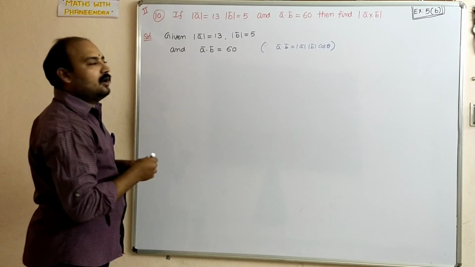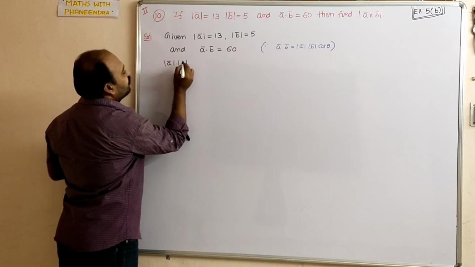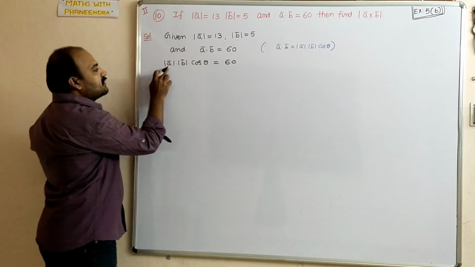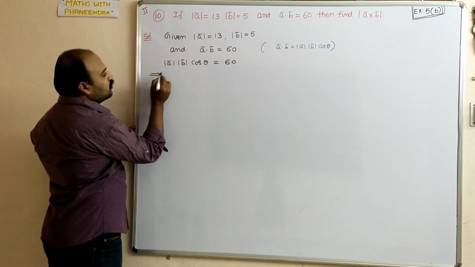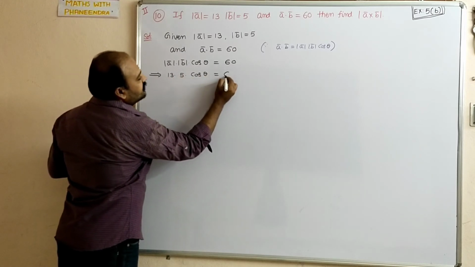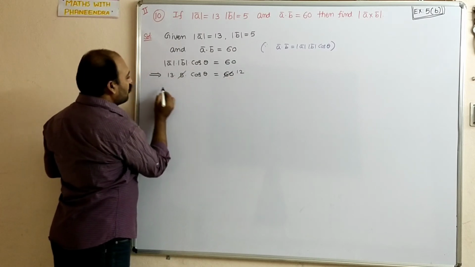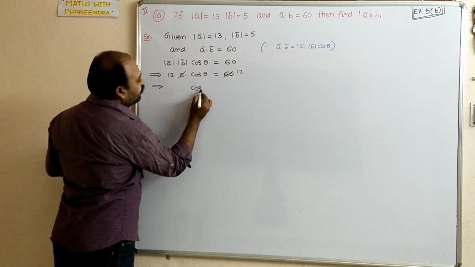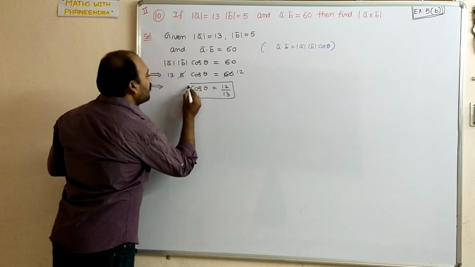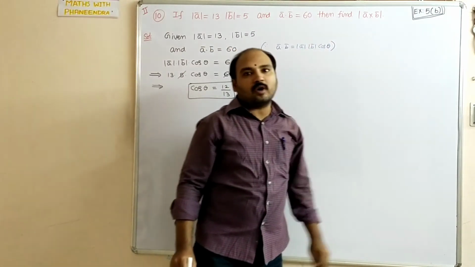So by using the formula, a bar dot b bar is mod a bar into mod b bar into cos theta, which is equal to 60. The magnitudes of these vectors are given: 13 into 5 into cos theta equal to 60. So 5 ones are 5, 12s are 60. So from this cos theta equals 12 by 13. You put this value in a box. After that, they are asking to calculate the magnitude of a bar cross b bar.